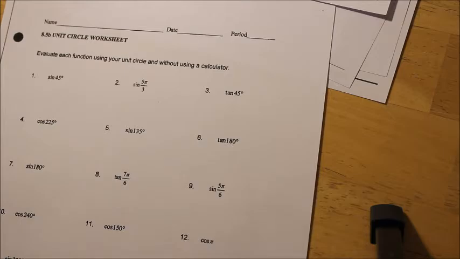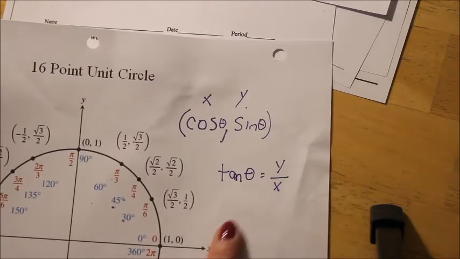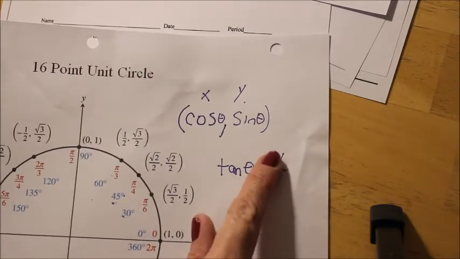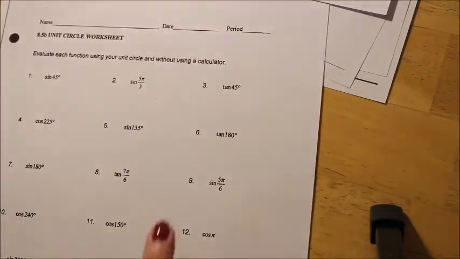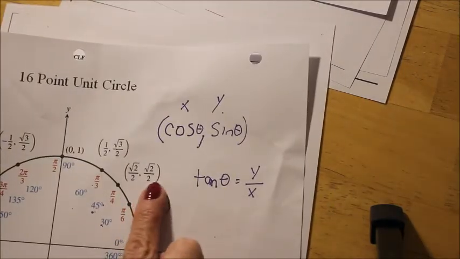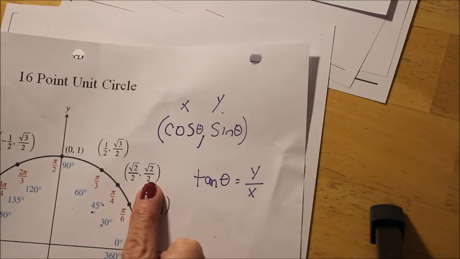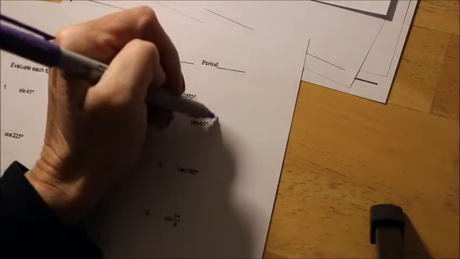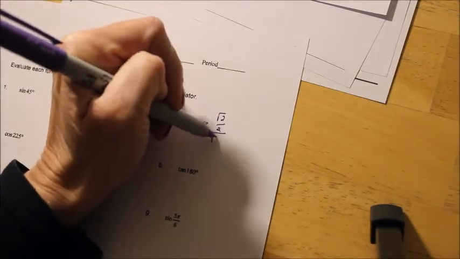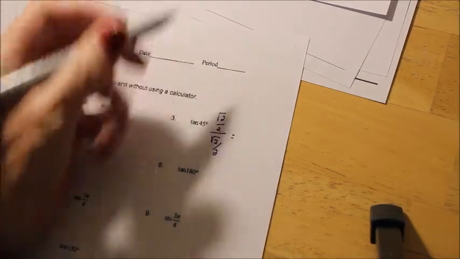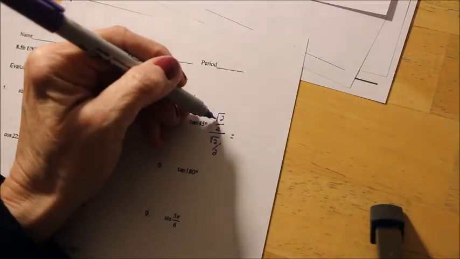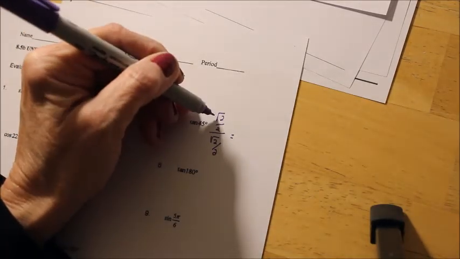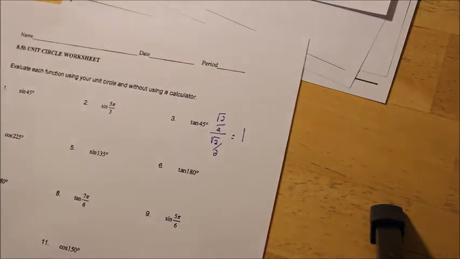Remember, if you take back your unit circle, take that out. Remember, I told you that tangent is y divided by x. So if I go to 45 degrees, and I look at my coordinate, square root of 2 over 2, square root of 2 over 2, and I take y divided by x, I'm going to get the square root of 2 over 2 divided by the square root of 2 over 2. Hey, that's just 1, isn't it? When you have the same thing divided by the same thing in both the numerator and denominator, that's just simply 1. How easy is that?